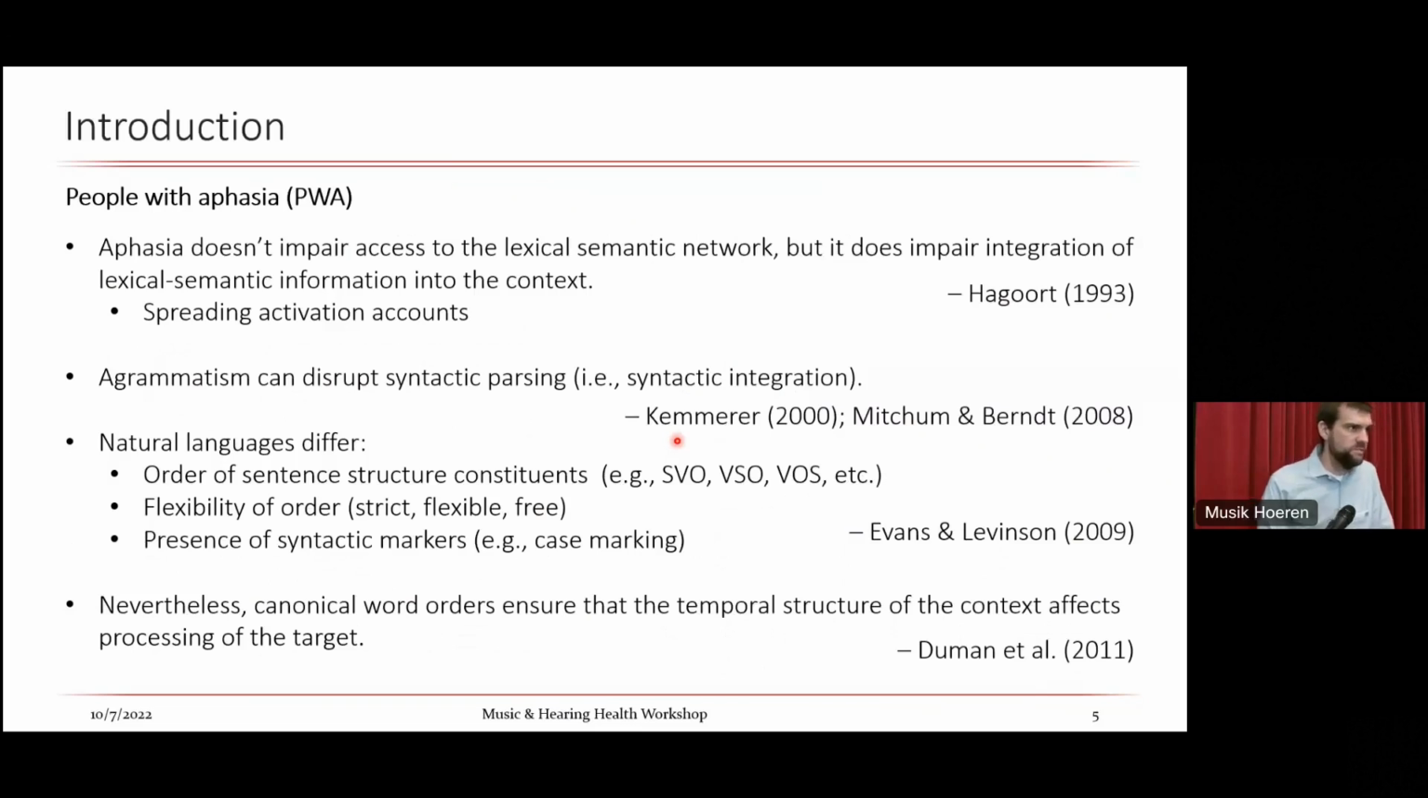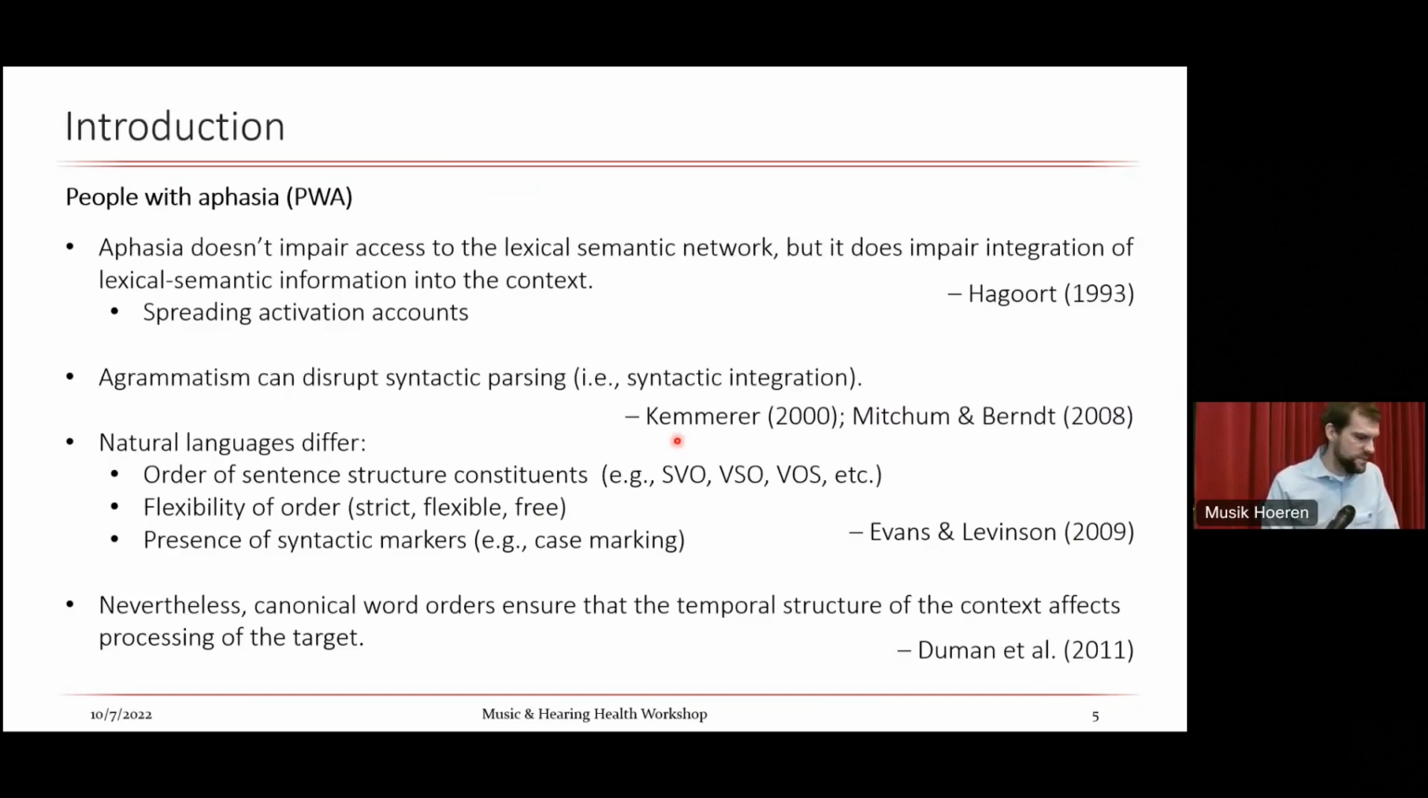Well, what about people with aphasia? Where do the deficits lie? Well, we know that aphasia doesn't impair access to the lexical semantic network. That is, presumably they'll think of the words that are semantically related to one another, but it does impair integration of lexical semantic information into the context. In other words, when they try to build the mental representation of the sentence itself, they often struggle.